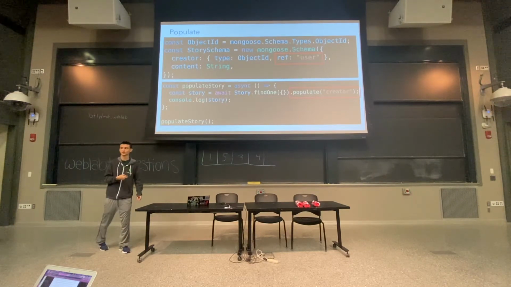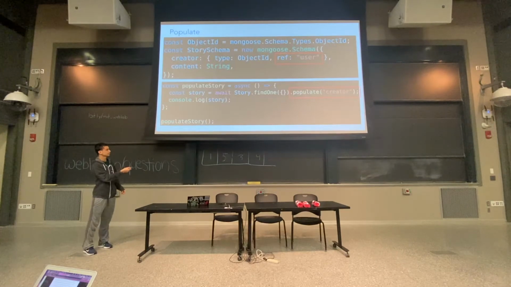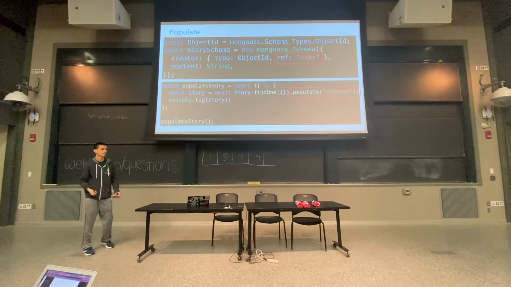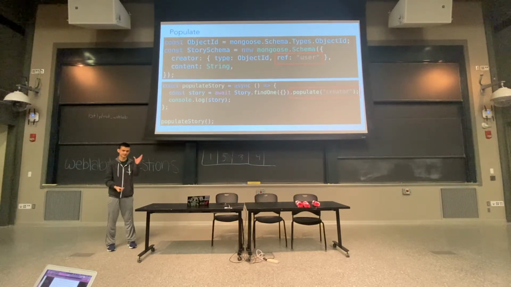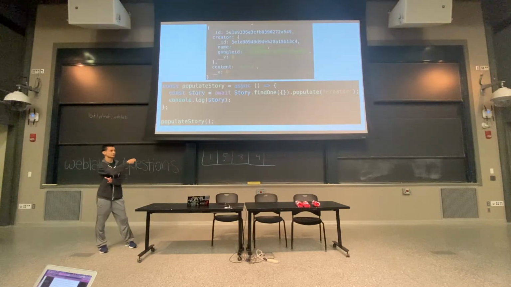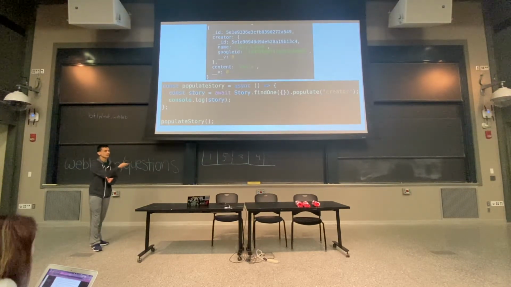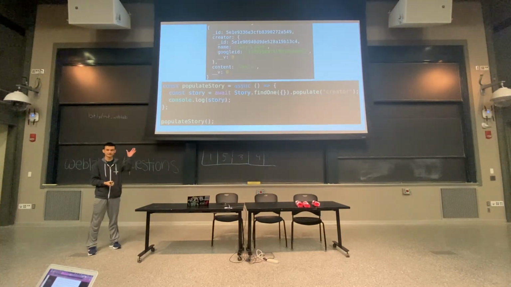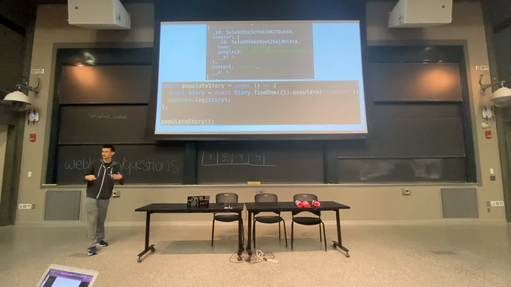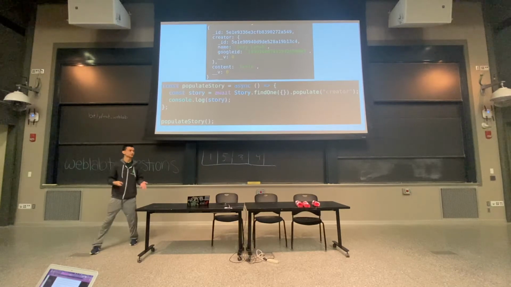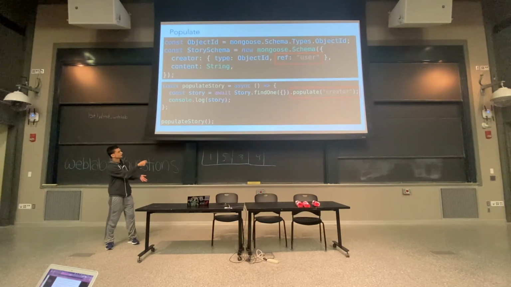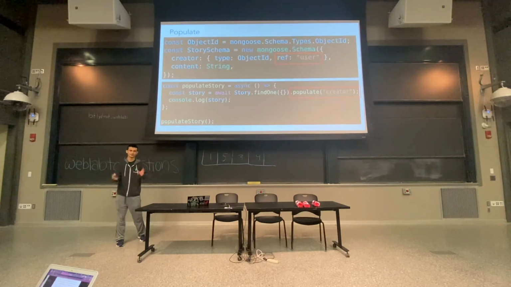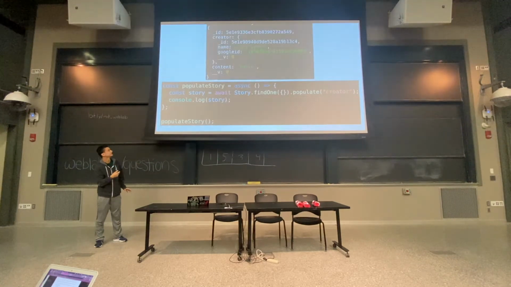So what does this do? What this does is it looks for the creator field in your schema. And keeping in mind that it refers to a user, populate is going to replace it with the actual user object. So it's going to take the user ID and replace it with the actual user document. So that act is called populating. It's when you take just this object ID and you substitute it for the actual user document itself.